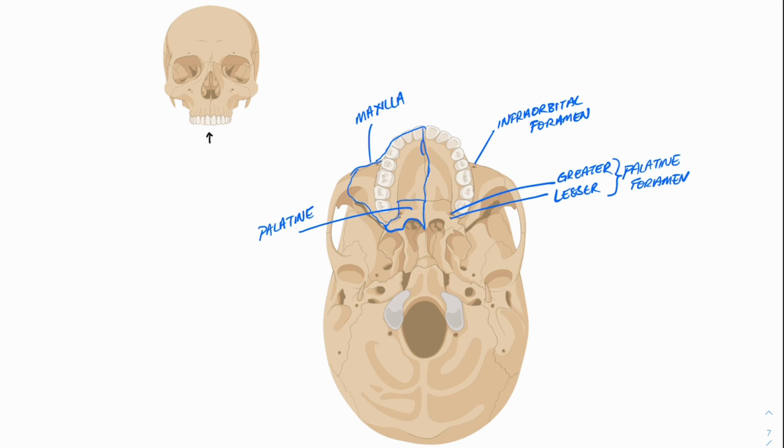We can see a little bit of an indent that I'm shading in now, and that's along the median suture of the palatine processes of the maxilla, and we call that the incisive fossa. Incisive referring to the incisors, which are our front teeth, and that's that indent there. So there you go, we found our incisive fossa.